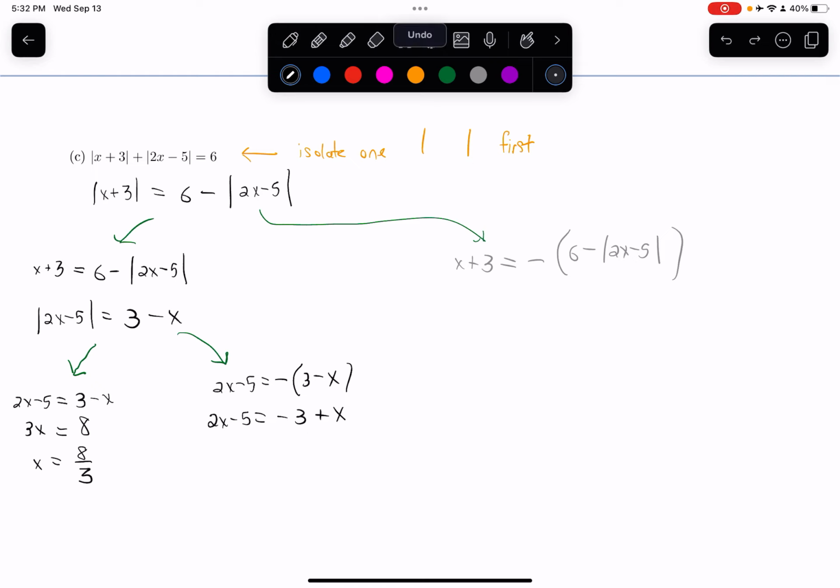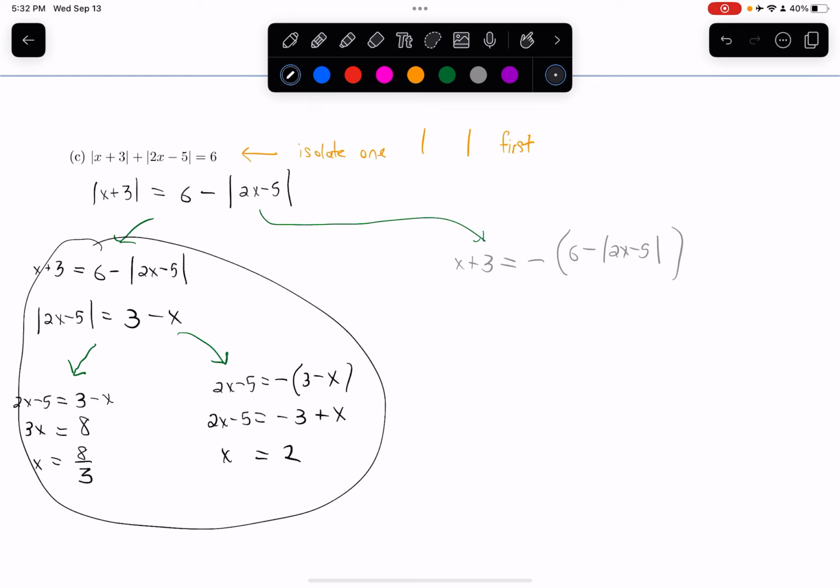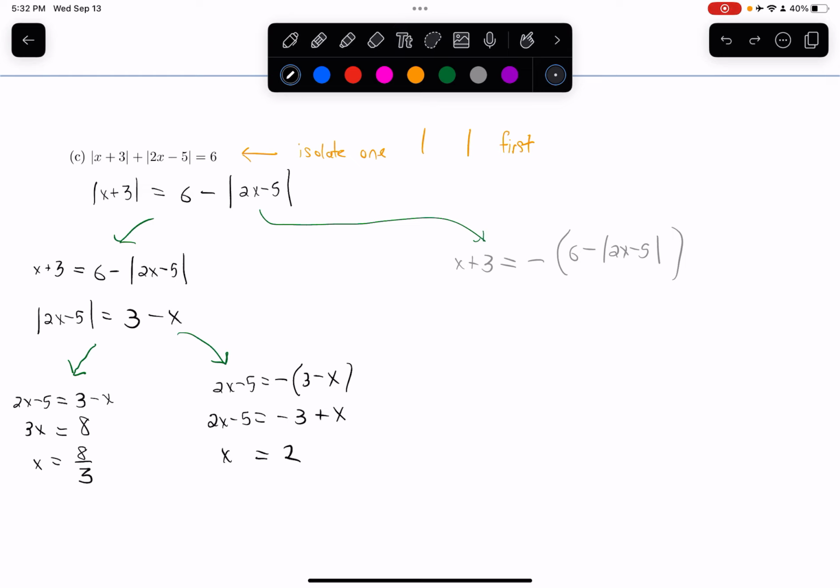So that'll just give me x. And then I can add 5 to the right, which will give me 2. Okay, so from this branch here, I am getting these two answers. But remember, I still have this branch over here to solve. So I'm going to just separate my work a little bit and draw a vertical line here.